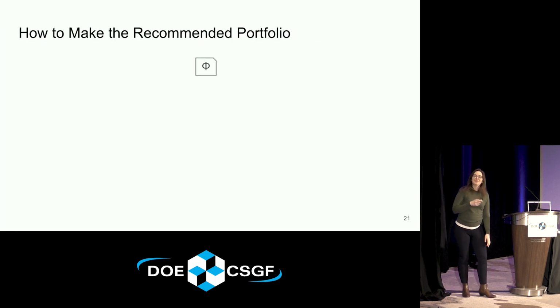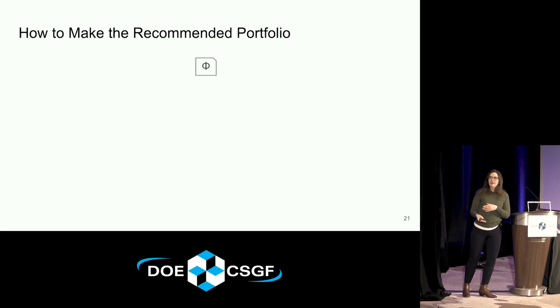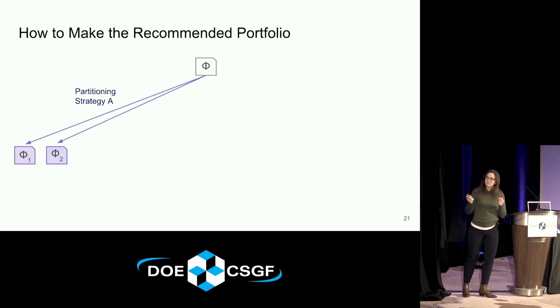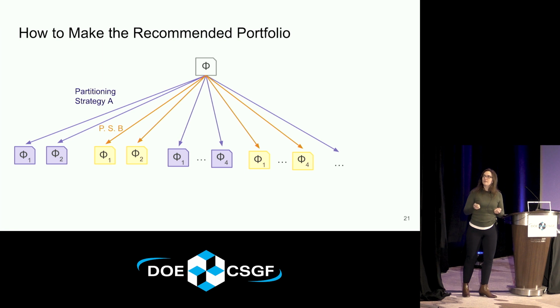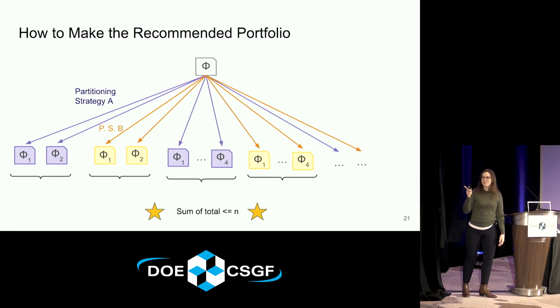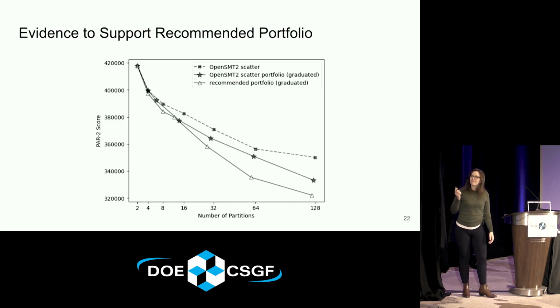So we say, okay, we have this recommended portfolio, which is going to combine the approach of a partitioning portfolio where you use more than one strategy, and the graduated portfolio where you create 2, then 4, then 8 partitions. So we'll create 2 partitions with strategy A, 2 partitions with strategy B, so on and so forth. And guess what? We still do better. And the total is, once again, less than or equal to n, where n is the number of partitions.